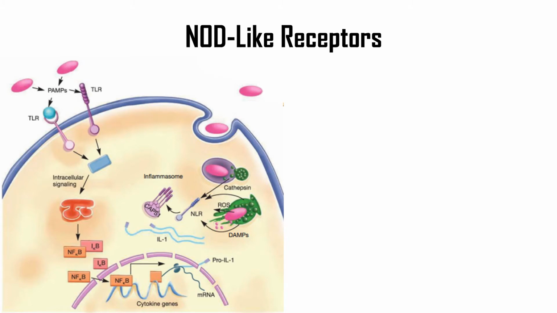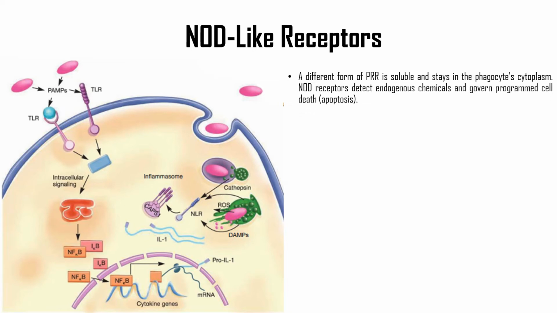Another type of PRR is soluble and remains in the cytoplasm of phagocytes, known as nucleotide binding and oligomerization domain, or NOD receptors. They sense endogenous metabolites and regulate programmed cell death, also known as apoptosis.